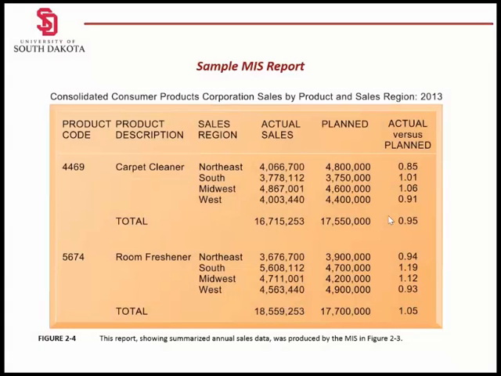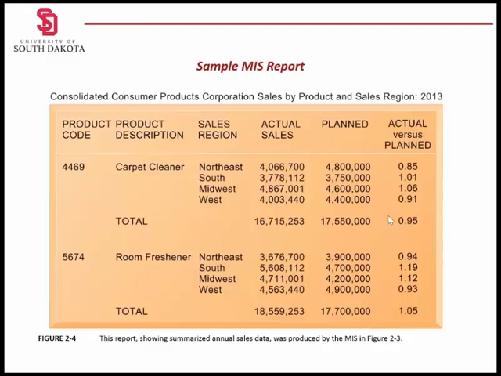A sample MIS report. In this report we can see the different product codes with their description, where they were sold in which sales region, what the actual sales were, the planned sales, and the actual versus planned. Can you think of why actual versus planned is needed? This is one of the most important questions that finance has to deal with.